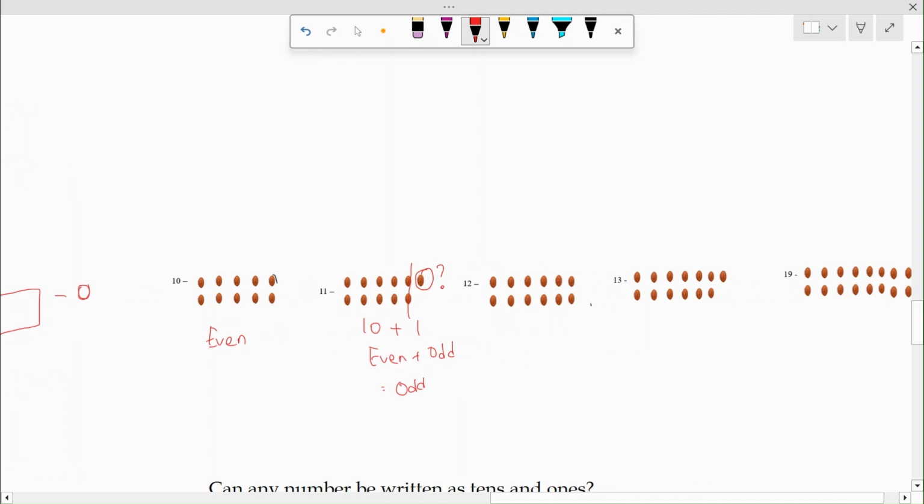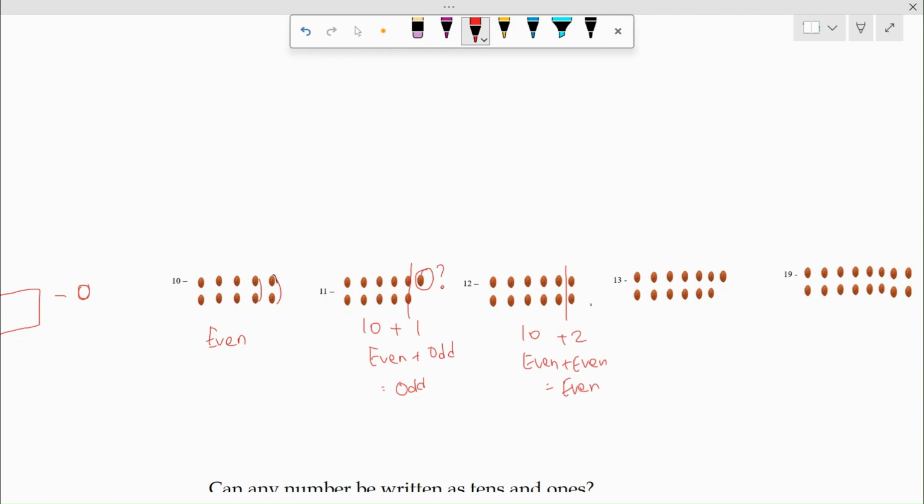Let's take 12. So 12 also has 10 plus 2. The number 10 has all pairs, that we already confirmed. So if I write 10 plus 2, it is even plus even, and that is an even number, right? So let's take some more examples to see if it is really applicable that even plus odd is an odd and even plus even is an even.